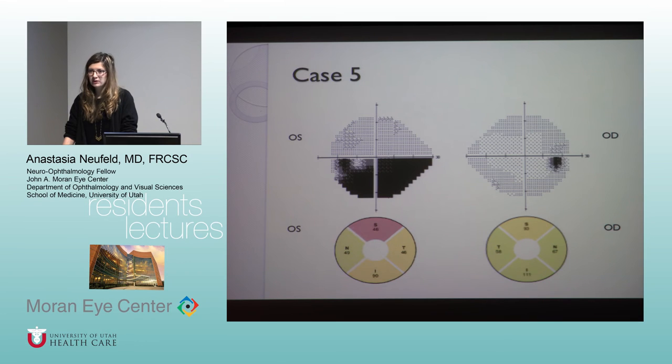So again, think about it. If you do not see swelling in a classic NAION presentation, you have to rule out compressive optic neuropathy. So if this person came in swollen, you wouldn't scan them? Well, if it's a classic presentation and he's got the risk factors, then probably not. But if it was not a classic presentation, yes.